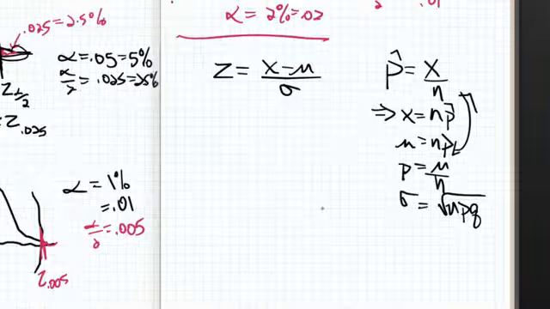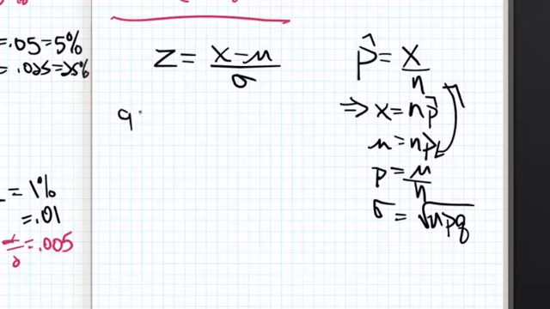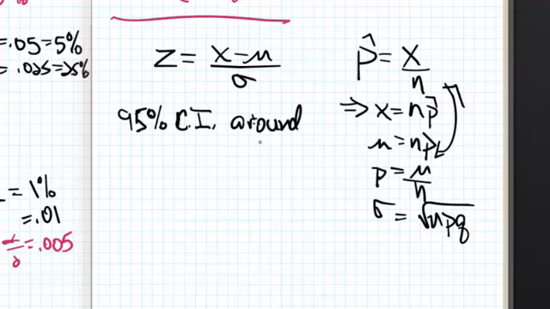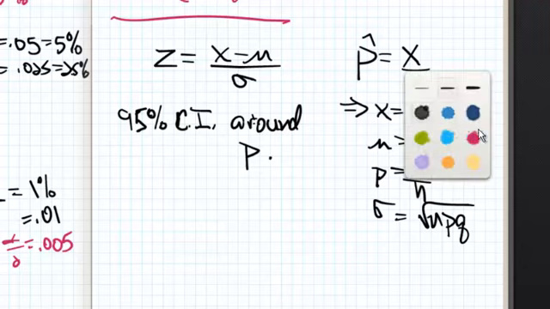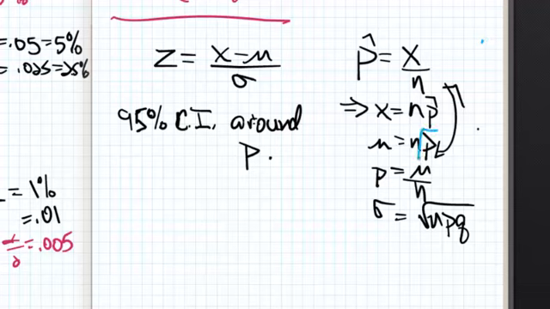We are going to end up building a confidence interval. We're going to build a 95% CI around P, the true population proportion. And that guy lives right here. Let me change colors. That guy lives right here. But we have to use these point estimates to do that.